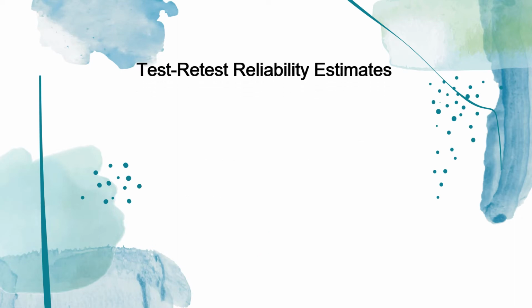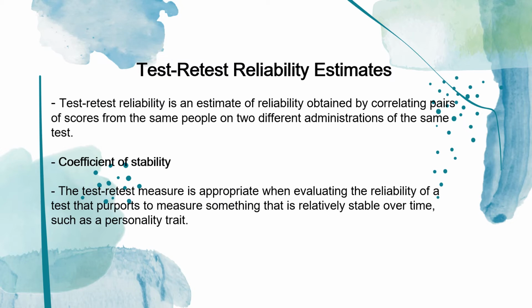First is test-retest reliability estimates. Test-retest reliability is an estimate of reliability obtained by correlating two pairs of scores from the same people on two different administrations of the same test. So, basically, involve ang time. May time interval.